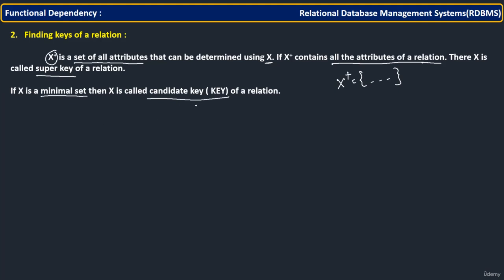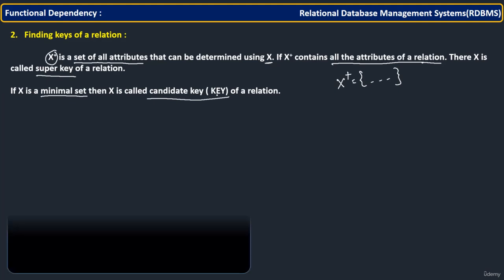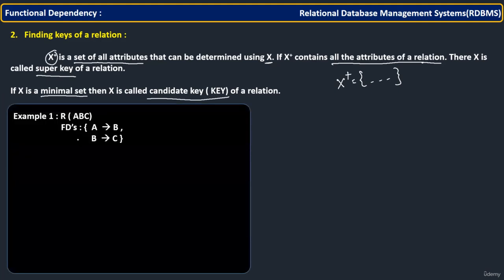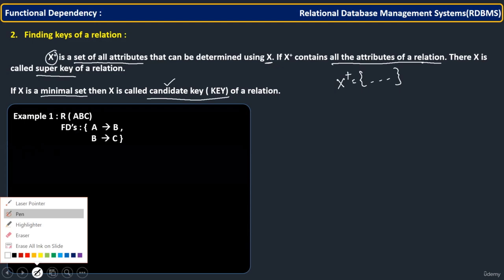So we can find that very easily. This is the first meaning, and you will get more clarity on these two sentences once we do this example. This is the given table. In this table, we have to find the possible keys, the possible candidate keys. Let us try individually. Take a single attribute and try to find its closure.